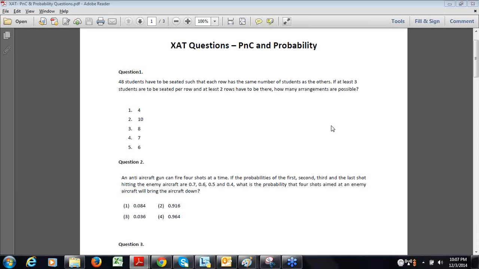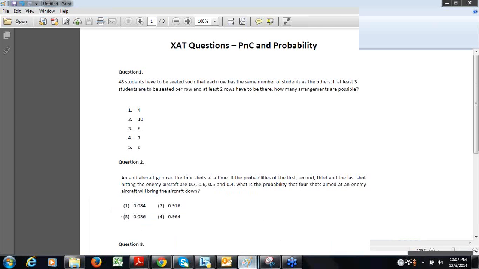Okay guys, let us review these two questions. A lot of people have already got the answer and most of them have got it correct. Just for the sake of explanation, let me explain question number 1 and 2. Question number 1, what does it say? It says 48 students have to be seated such that each row has the same number of students as others. If at least 3 students are to be seated per row and at least 2 rows need to be there, how many arrangements are possible?